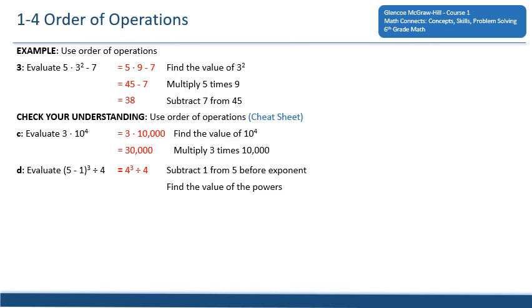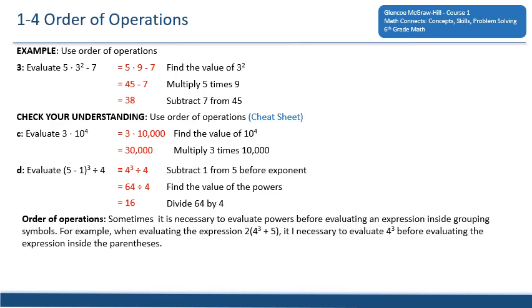Now we have to look, there aren't any more parentheses. Now exponents. So we do have an exponent, 4 cubed. So we're going to multiply 4 times itself 3 times. 4 times 4 is 16, times 4 is 64, and then divided by 4. We do the last operation, 64 divided by 4 equals 16.